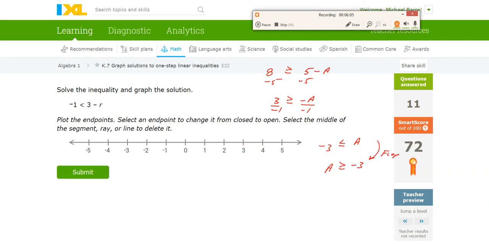I've got to write this down. -1 less than 3 minus r. Okay, I'm going to jump a level and see what happens at the next level. There is nothing magical happening at the next level.